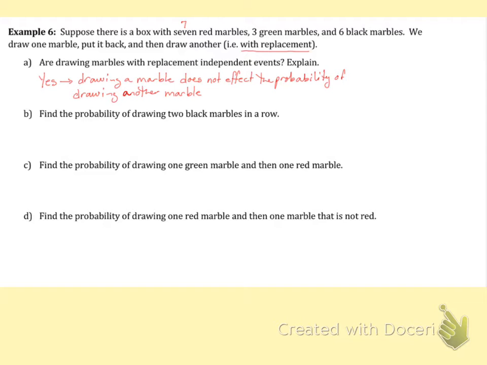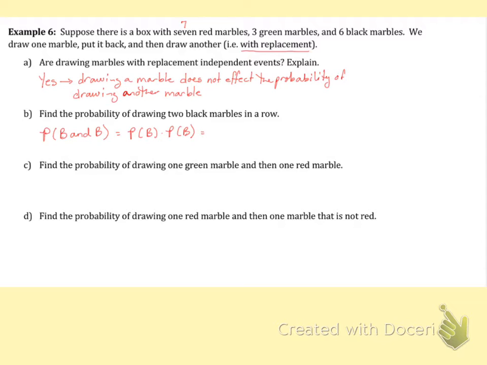So we want to find the probability of drawing 2 black marbles in a row. So we're going to find the probability of drawing a black and then another black, and I'm using B for black. Because we're working with independent events, this is the probability of drawing a black times the probability of drawing a black. Well, what is the probability of drawing a black?